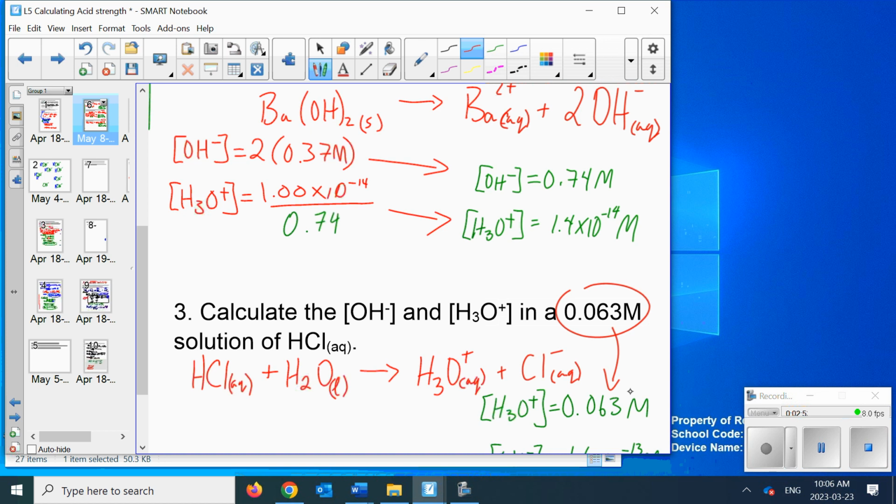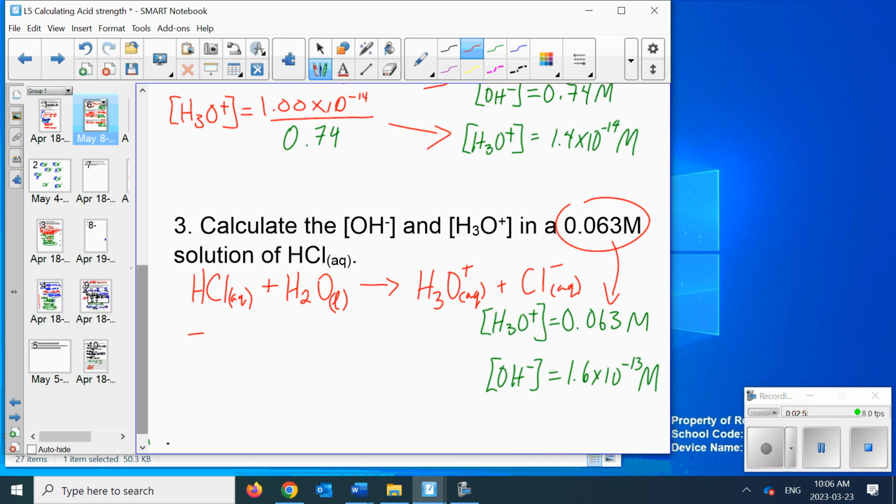And then the last calculation. The Kw expression always comes out to be 10 to the minus 14 divided by the 1, which gives you the answer. I'll pause for a minute.